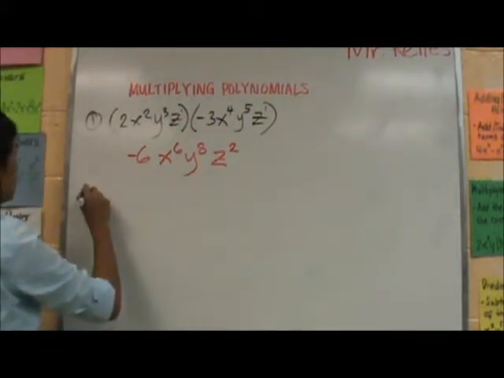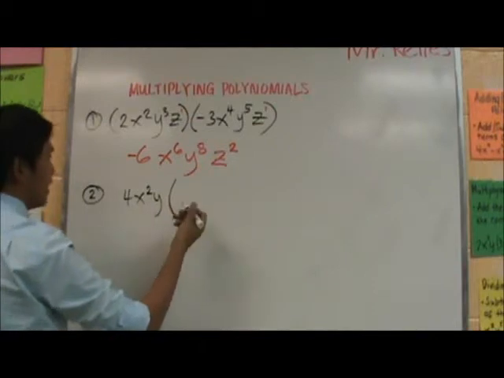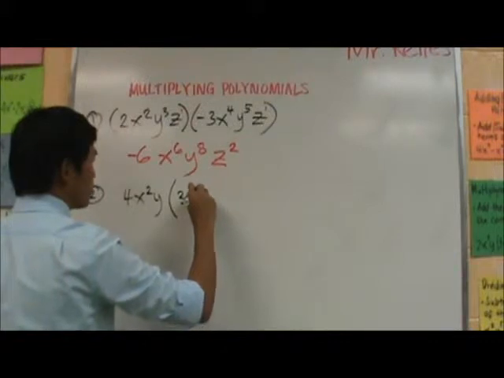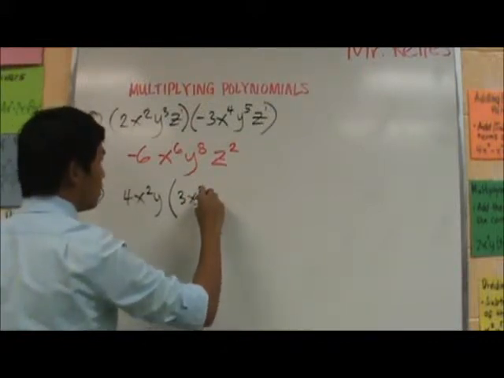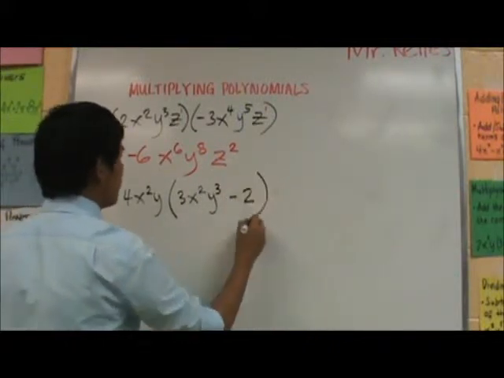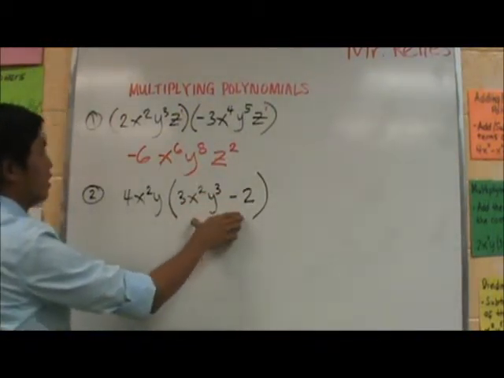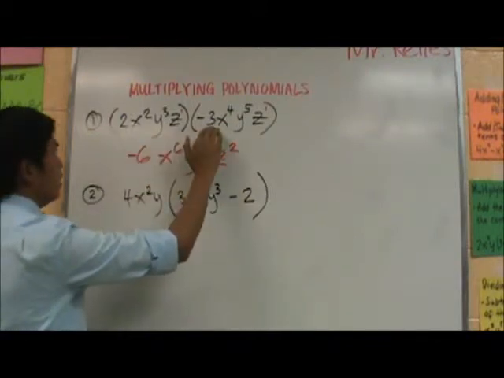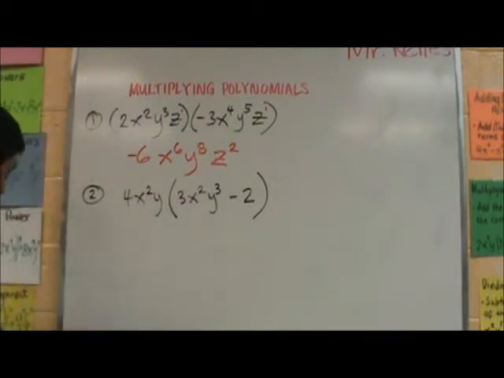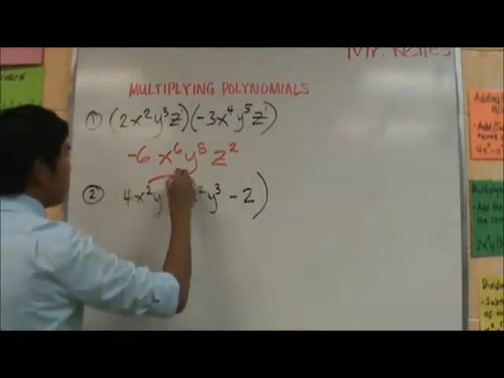Now, how about if you multiply 4x squared y by 3x squared y to the third power minus 2? Okay, just that. Now, when multiplying a monomial by a binomial, here we did monomial and monomial. This time it's going to be monomial and binomial. Now, to multiply, we have to make sure that you know how to distribute.